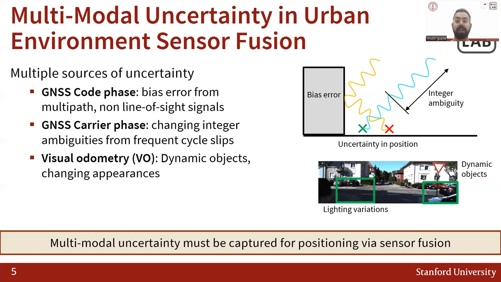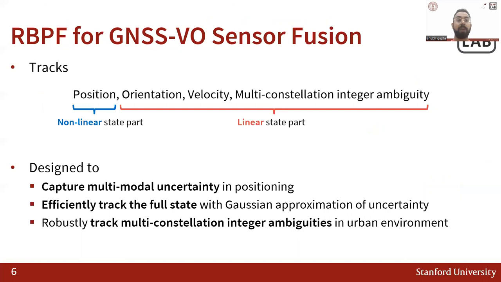And this is why we use an RBPF for developing a GNSS VO sensor fusion approach. In this work, we track, using the RBPF, a state that comprises the position, orientation, velocity, as well as integer ambiguity terms for a multi-constellation setting. The position is tracked as the nonlinear state part in the RBPF, while the rest of the state components are tracked efficiently as the linear part. Hence, our RBPF designed this way is able to capture multimodal uncertainty in positioning, efficiently track the full state using Gaussian approximations, and robustly track multi-constellation integer ambiguities in urban environments.